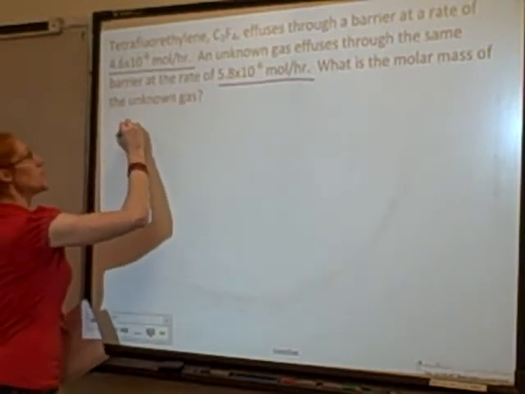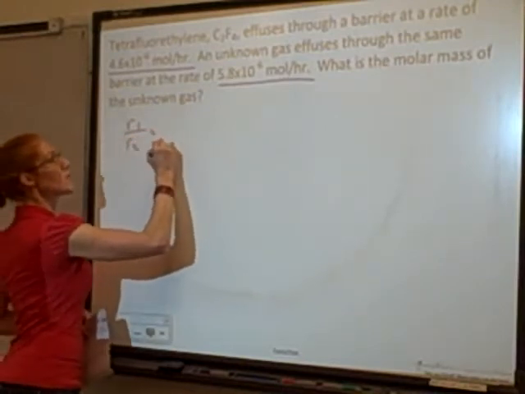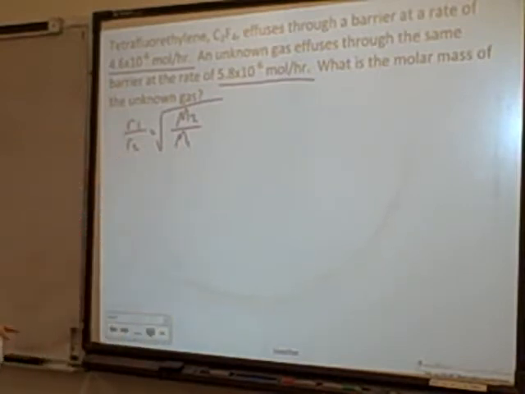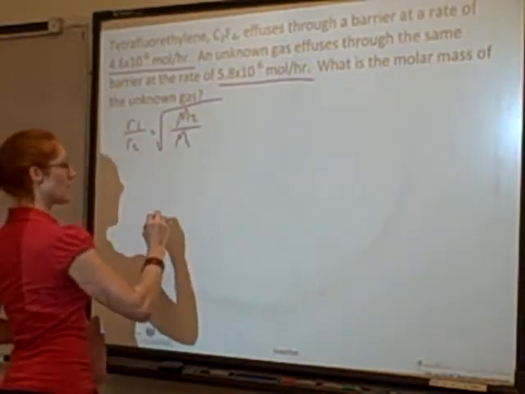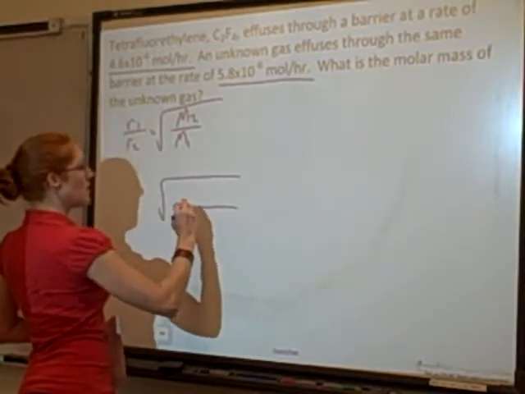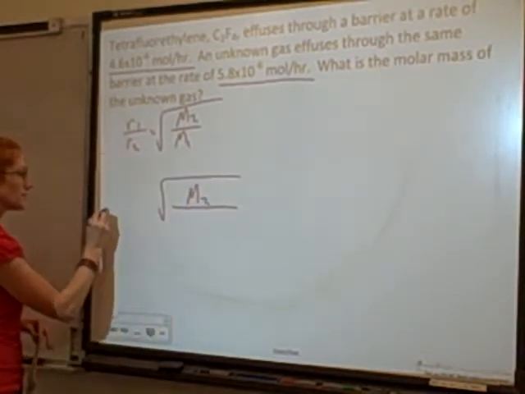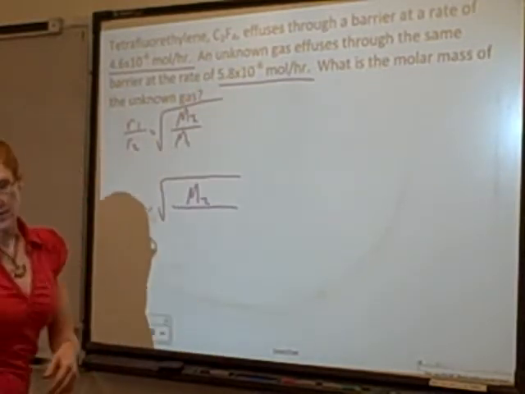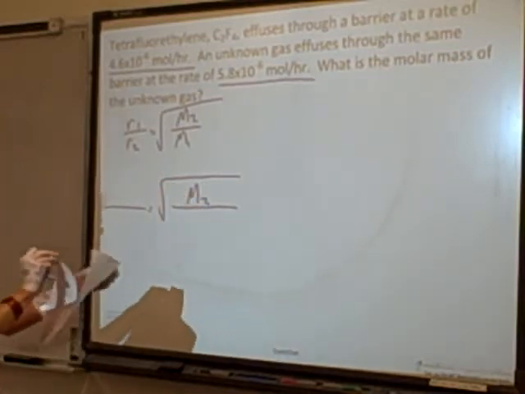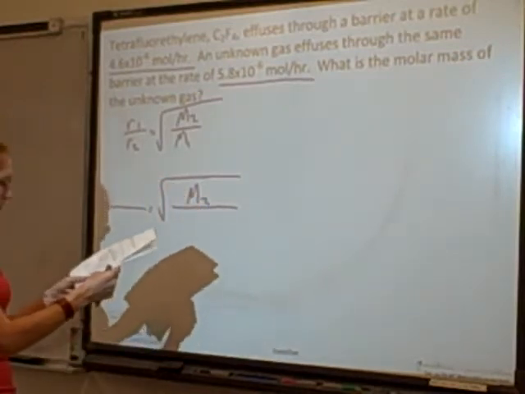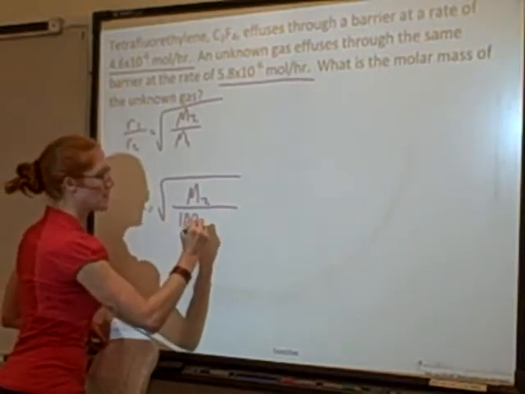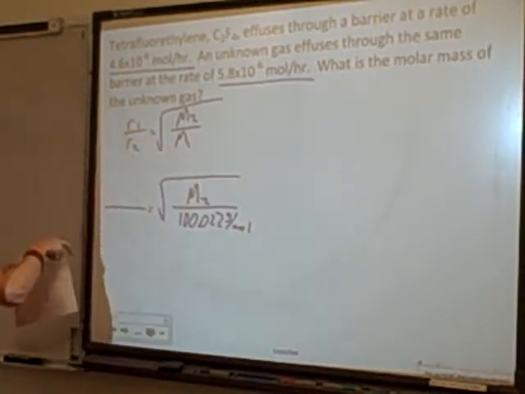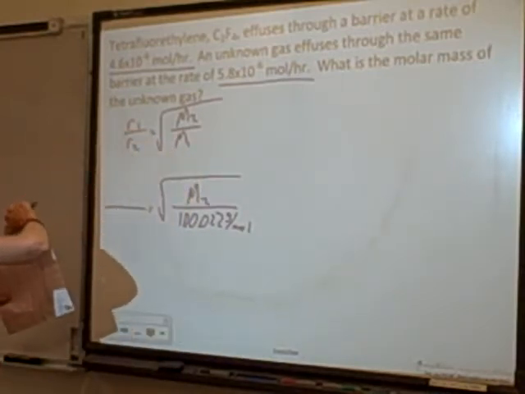Okay, so I'm going to use this: rate 1 over rate 2 equals the square root of molar mass of 2 over molar mass of 1. The thing I don't know is the molar mass, so I'm going to make the unknown gas my molar mass of 2. The molar mass of this guy, just add it up, and you're going to get 100.022 grams per mole.